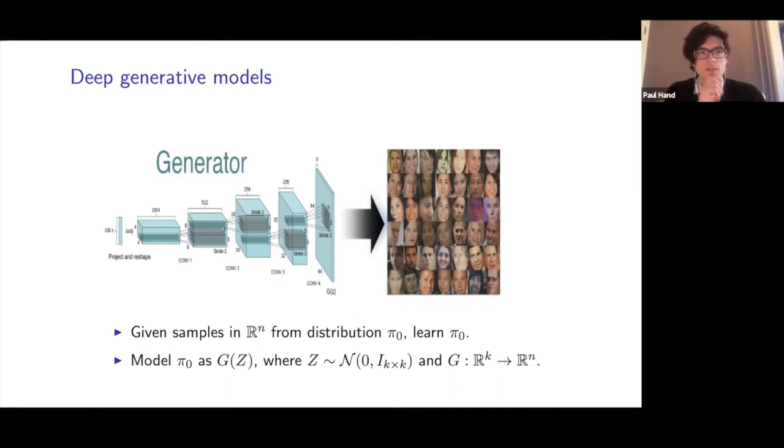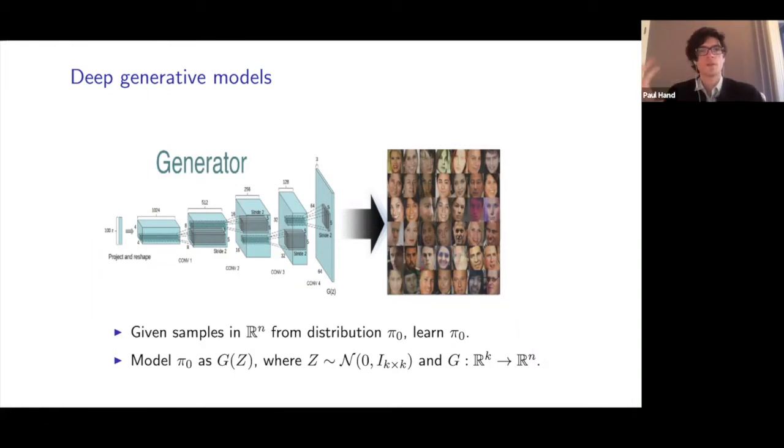Some generative models work as follows. They model pi naught as some function G of Z, where Z is just a randomly generated standard normal in low dimensional space R^k. So G is now a map from R^k to R^n. R^k is the low dimensional space for your latent code, and the output of this is an image. In a sense, it's compressing the distribution of natural images to be in a k-dimensional space, and G is this highly nonlinear decompression, decoding from those codes.